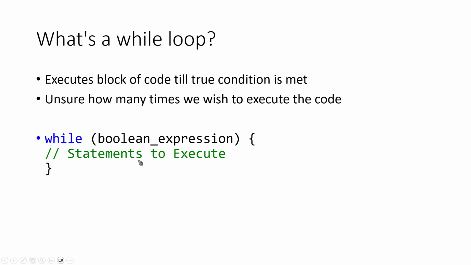Here is an example of a code block of what a while loop looks like, and I'm going to go through that with you. You've got the while keyword here, a boolean expression, and the statement we want to execute.